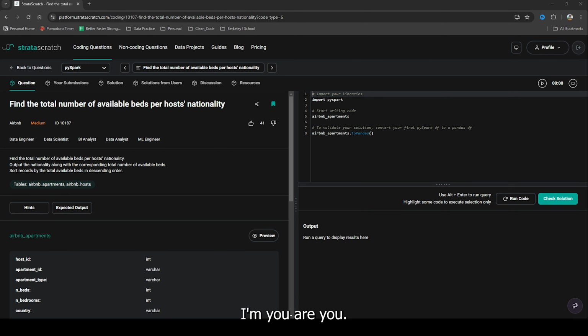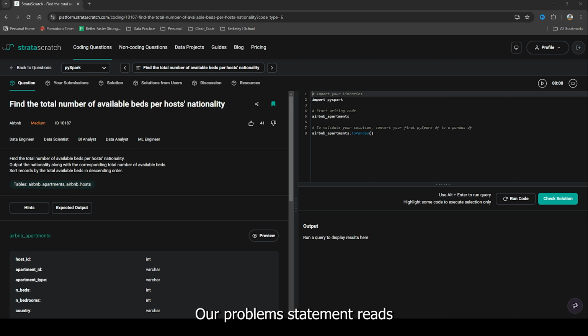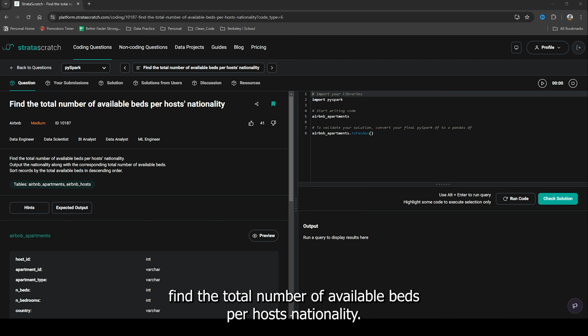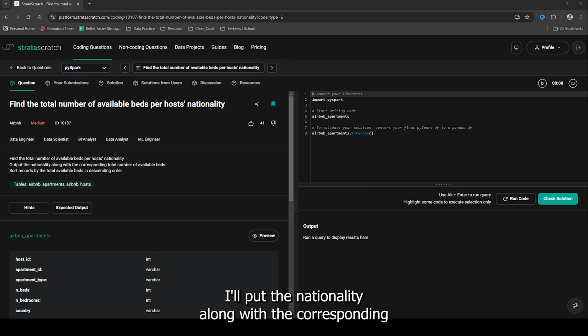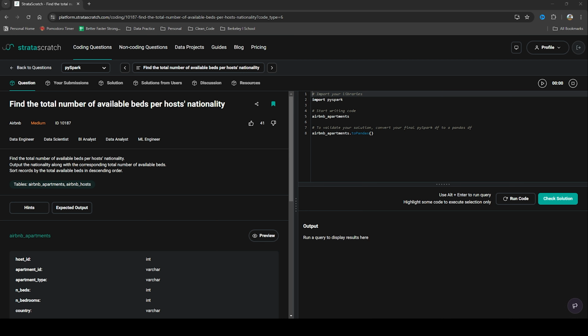I'm me, you are you, and today we're going to tackle the Airbnb medium problem from Pyspark. Our problem statement reads, find the total number of available beds per host's nationality. Output the nationality along with the corresponding total number of available beds. Sort the records by the total available beds in descending order. A fairly standard, straightforward problem.